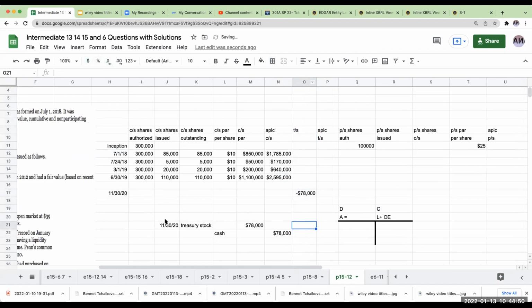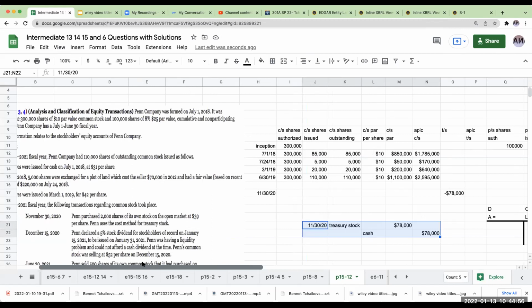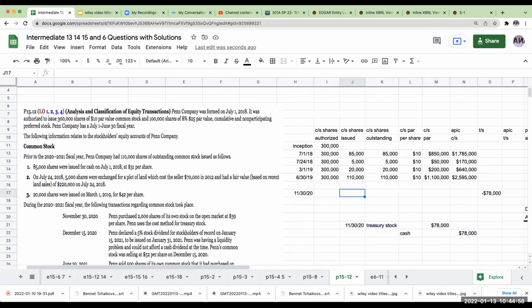Okay, so that's how we've gone through and shown this. Now, the other impact that this is going to have is that when I purchased 2,000 shares of my own stock, this is basically going to be decreasing my shares outstanding by 2,000 shares. So my shares issued won't change, but down here will change. Okay.